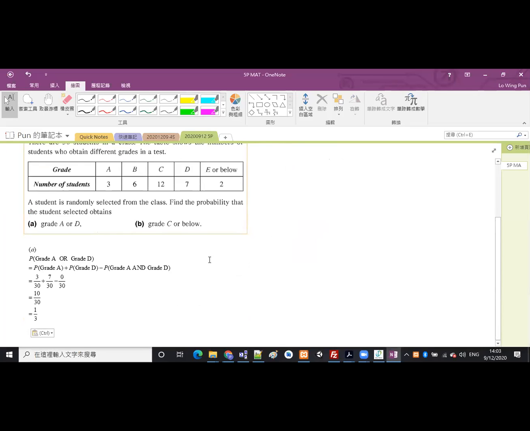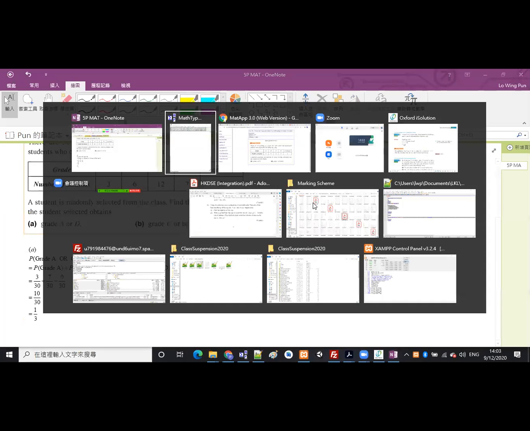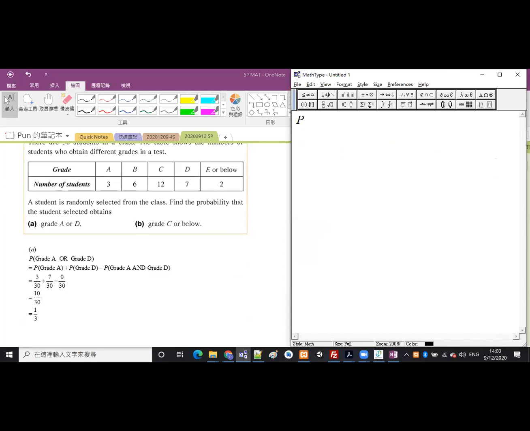And then in part B, we're going to find the probability that the student selected obtains grade C or below. Grade C or below. 好，呢度個講法有少少唔同，我哋有陣時要自己諗一諗先。Grade C or below 即係咩意思咧？即係 Grade C or Grade D or Grade E or below.